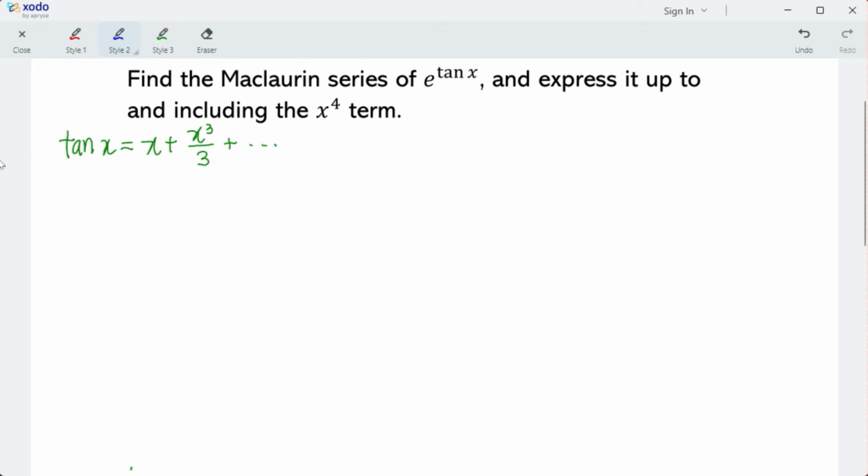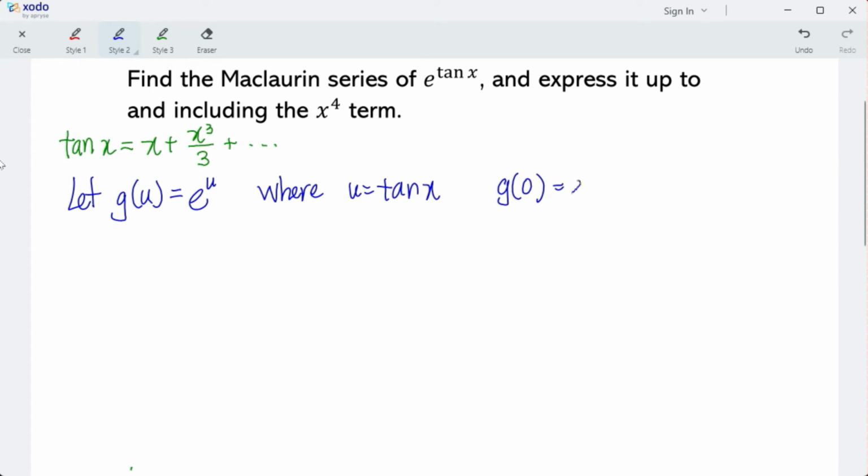Now let's determine the Maclaurin series of the exponent. I'm going to let g(u) be equal to e to the power of u, where u is equal to tangent x. At point u equal to 0, g(0) is equal to e to the power of 0, which is equal to 1. Now let's differentiate the function with respect to u. When we differentiate e to the power of u, we obtain e^u again. In other words, at point u equal to 0, we will obtain 1 again.